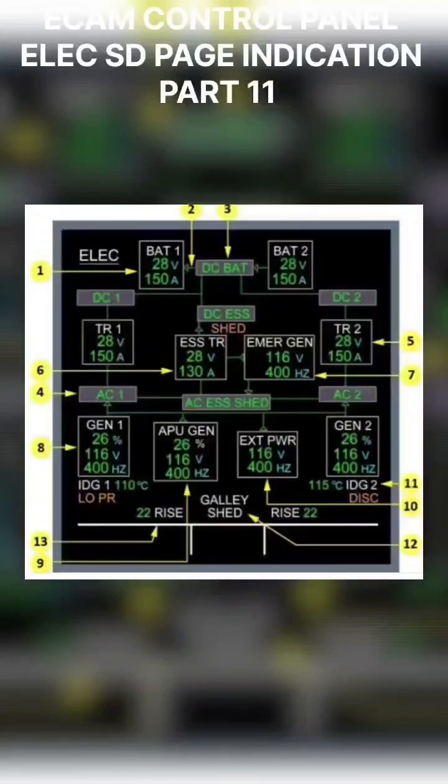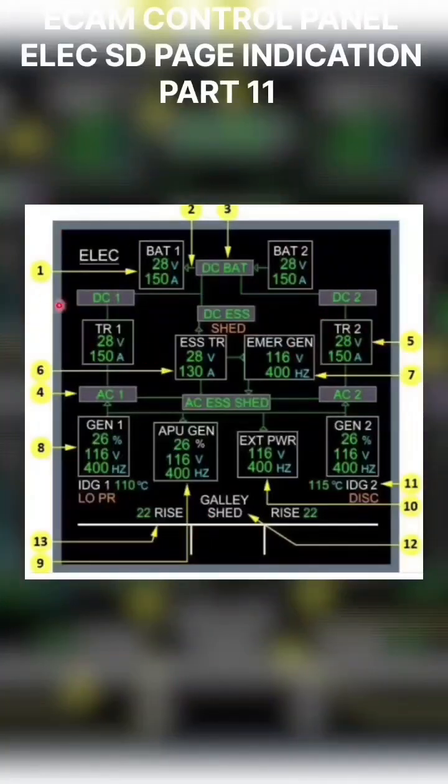Hello friend, today we'll discuss the ECAM control panel electrical page. Just press the electrical page on the ECAM control panel. On the lower ECAM you'll get this electrical page pop out. We'll go through all the indications quickly, then we'll go into more detail about the electrical page.